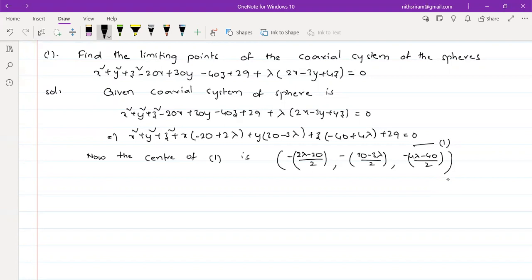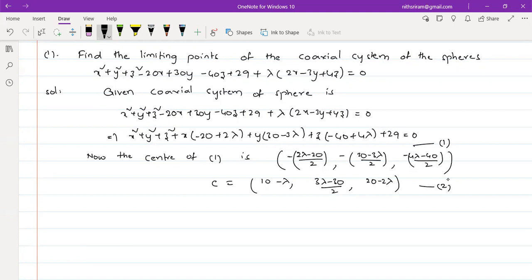Okay, so if you write it neatly, we get c is equal to 2 lambda minus 20 by 2 can be replaced. If you multiply with minus, we get 10 minus lambda. Coming to the next one, we get 3 lambda minus 30 by 2. Here we cannot cancel any term, so we have to write it completely. And from here, we get the 2 cancel from numerator and denominator, so that we get 20 minus 2 lambda. So this is the center of equation 1. Treat this as equation 2.